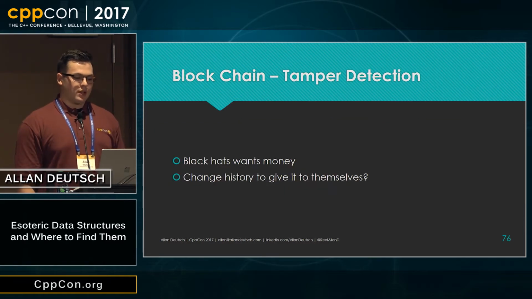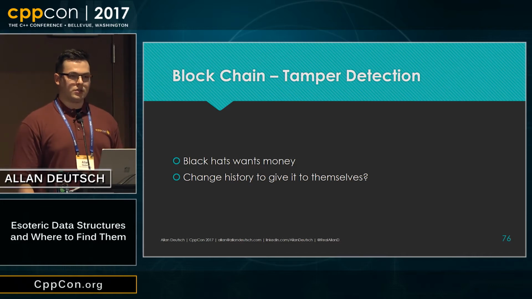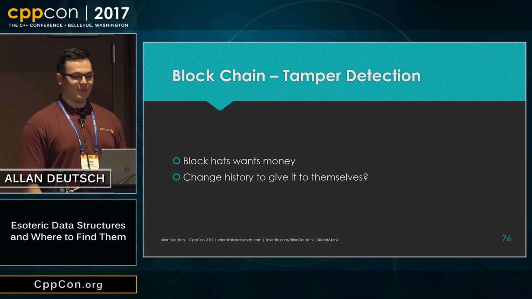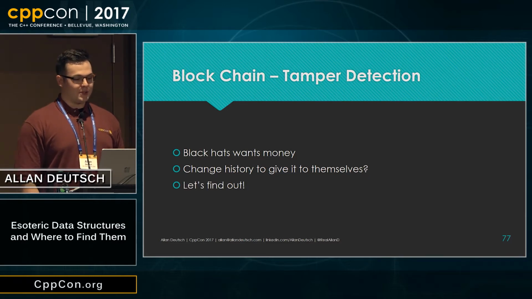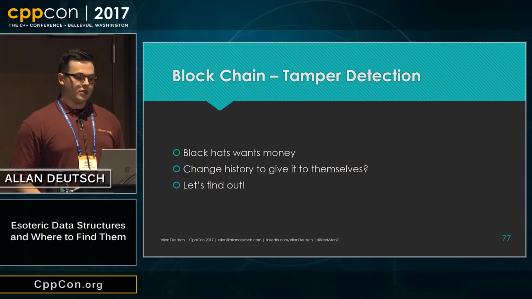So the way that tamper detection works is, say you have some case where a black hat wants money and they want to go alter the blockchain to give themselves more money in a transaction that never actually happened. Ideally they would just go in and change history to add that transaction, and all of a sudden they're really rich. Sounds great, right? Not for everybody else. So the way that we can figure out how this is solved is actually just diving in and seeing what it looks like if someone were to try to modify a value in a blockchain.